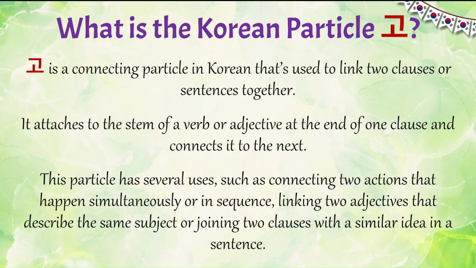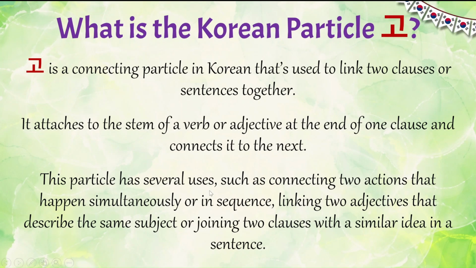Okay, so suppose there are two sentences and you have to connect them together. What you'll do, you'll place ko in between these sentences. Okay, you'll attach ko to the stem of a verb or adjective of the first sentence, and then you will attach the second sentence to it. Okay, and this is very easy.